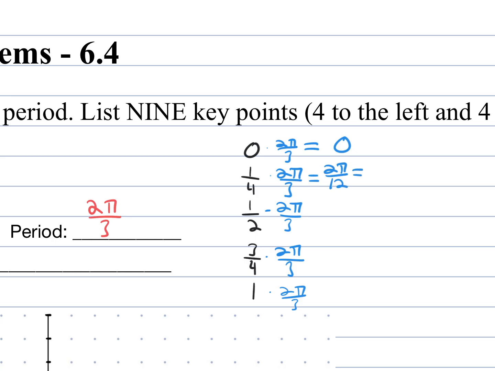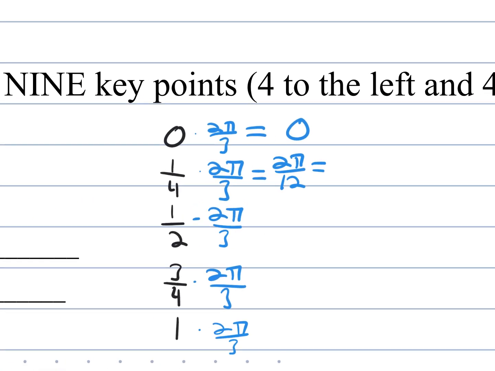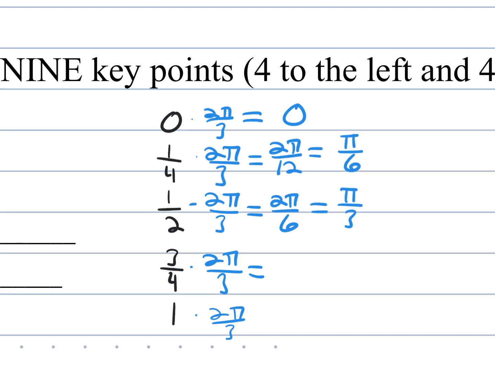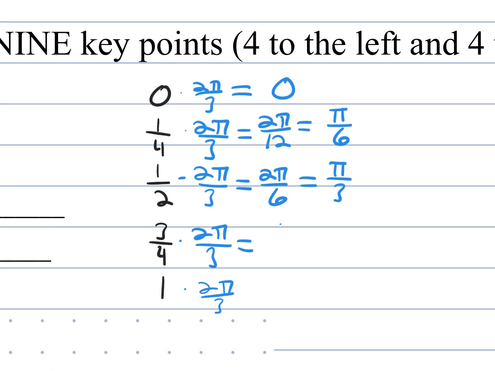Can we simplify 2 pi over 12? How does that simplify? Good, right? Divide the top and the bottom by 2. All right, and then we can do the same thing here. 1 times 2 pi is just 2 pi. 2 times 3 is 6. Can we simplify that? Pi over 3. All right. 3 times 2 pi is going to get you a 6 pi. And then 4 times 3 is 12. How do we simplify that? Okay, which can simplify more? To pi over 2, right? And then 1 times 2 pi over 3 is just going to get you 2 pi over 3.